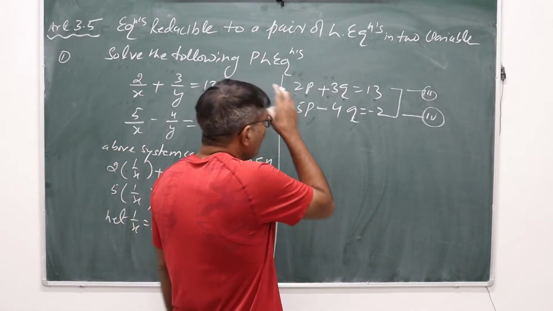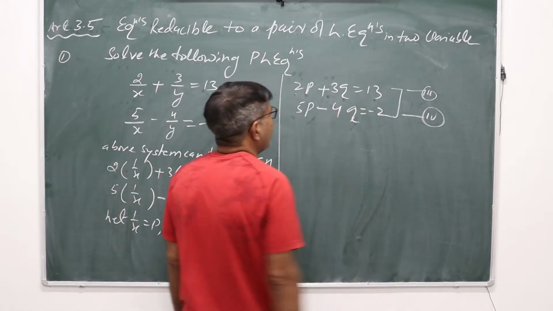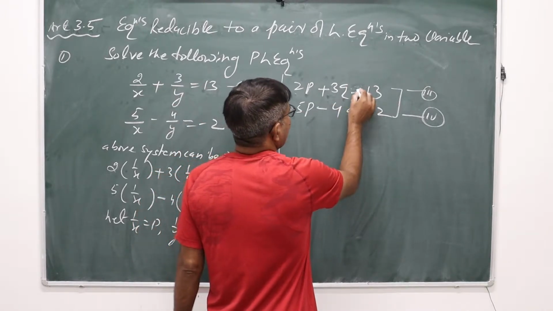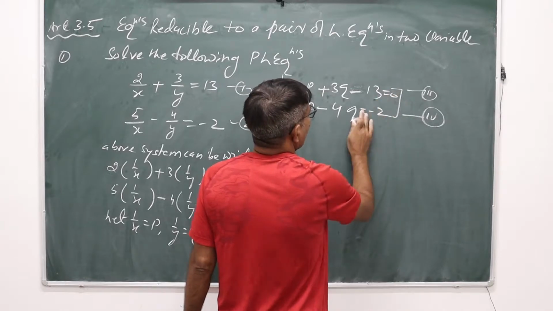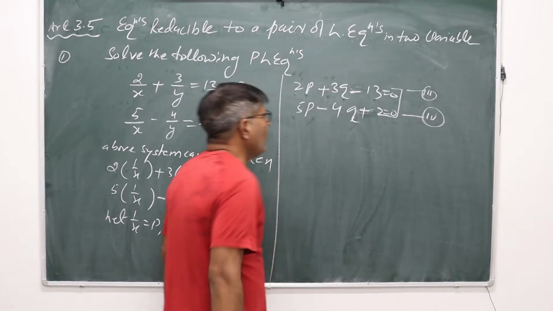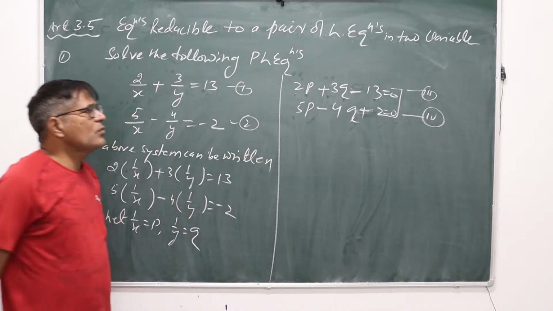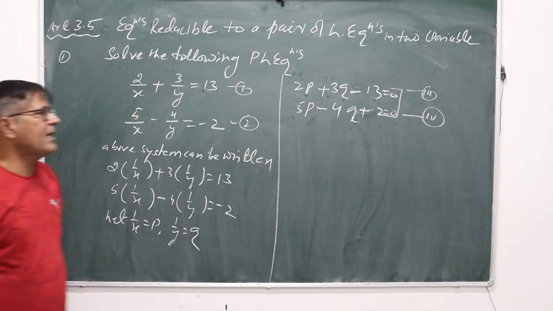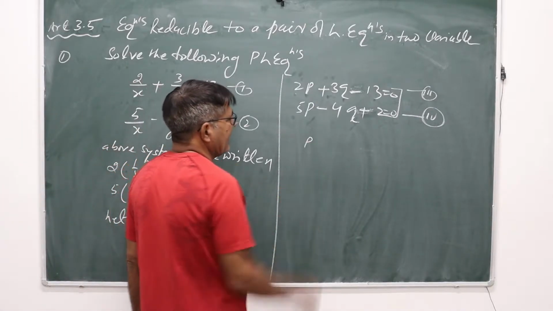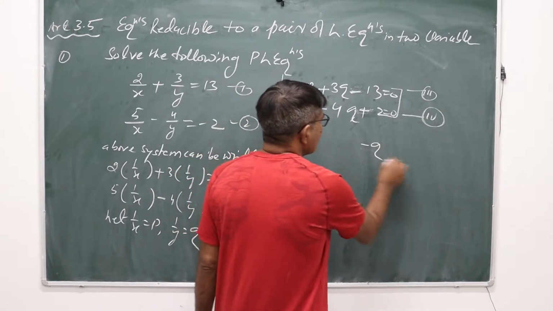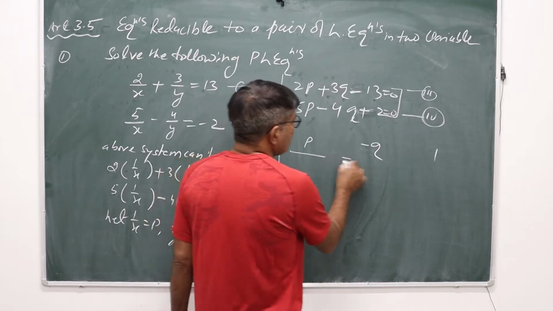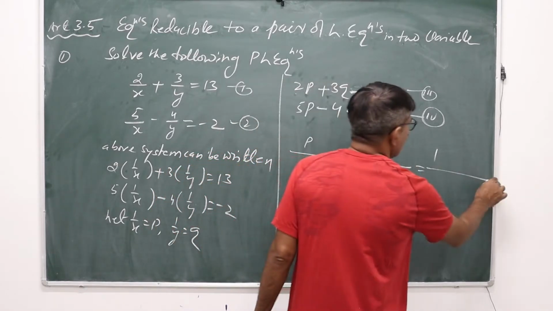So if we solve this system by the cross multiplication method, then this 13 will be taken to the left side, so minus 13 will be 0. This minus 2 will be taken to the left, so plus 2 will be 0. Now we will solve these two equations by cross multiplication. So to solve by cross multiplication, first we will write p, then we will write minus q, then we will write 1. Now p upon is equal to q upon is equal to 1 upon.